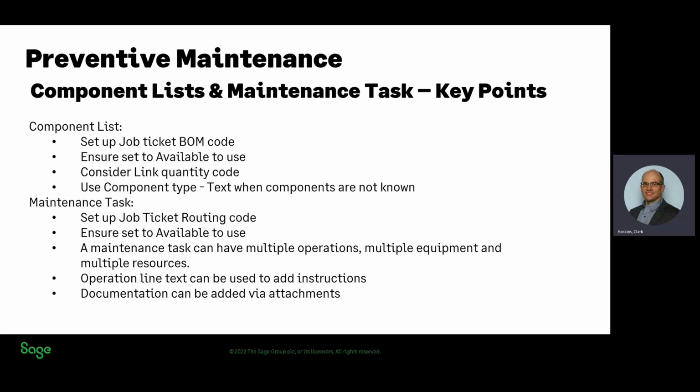For the maintenance task, we want to set up the job ticket routing code. We want to ensure the set available to use so that the maintenance task can be used on the job ticket. A maintenance task can have multiple operations, multiple equipment, and multiple resources. It is very flexible. Operation line text can be used to add instructions for each of the specific operation lines, and documentation can be added via attachments.